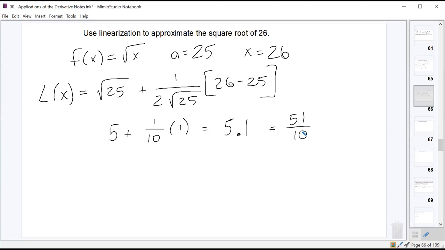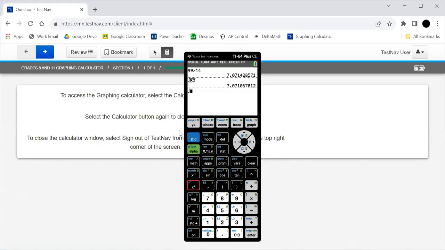It's about 5.1. But if we look back on our graphing calculator and ask what the square root of 26 is, well, it's 5.099019514. So really, we're only off by a little less than 1/1000. So it's actually quite a good approximation of the square root of 26.